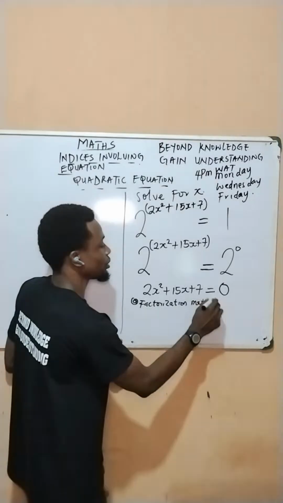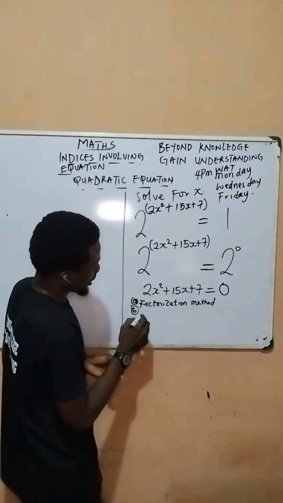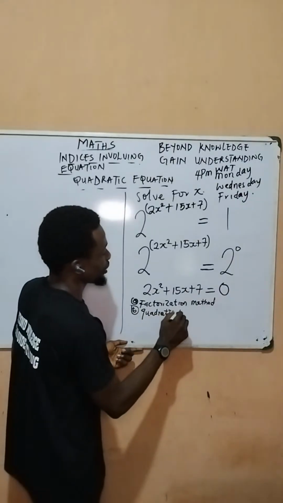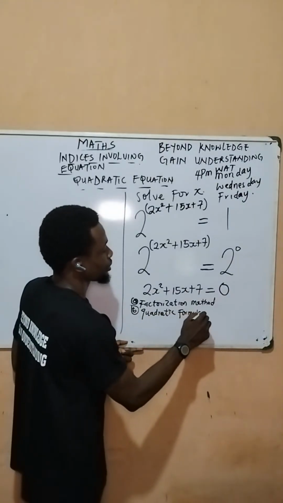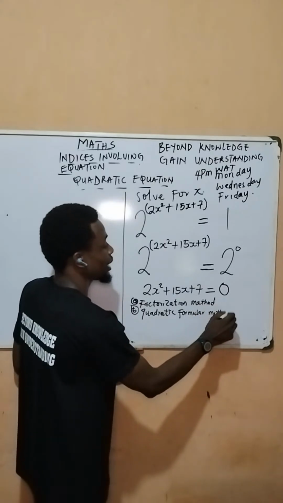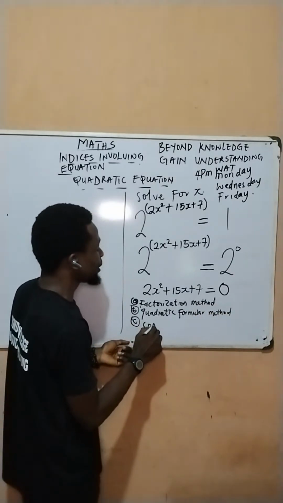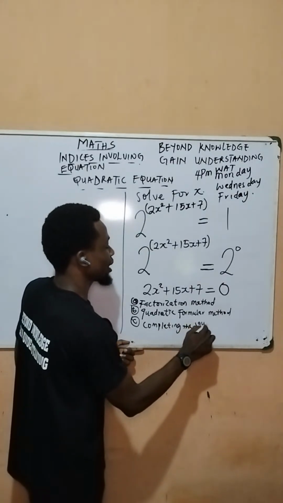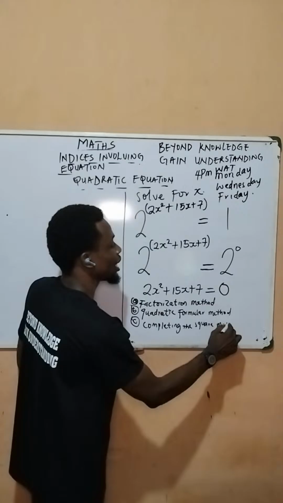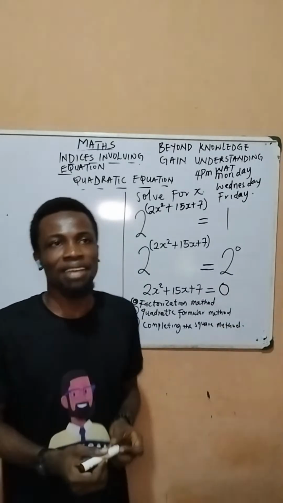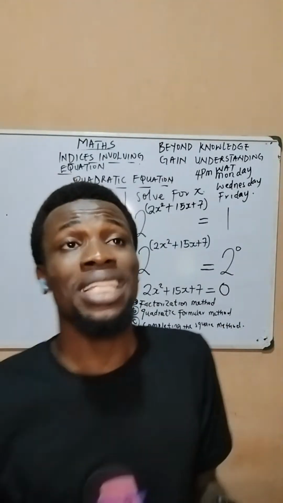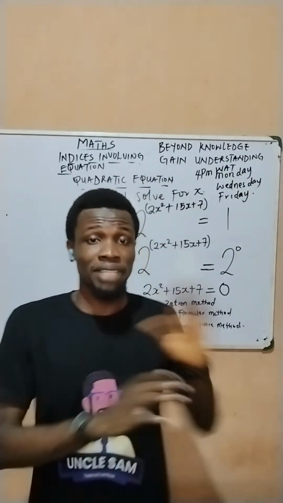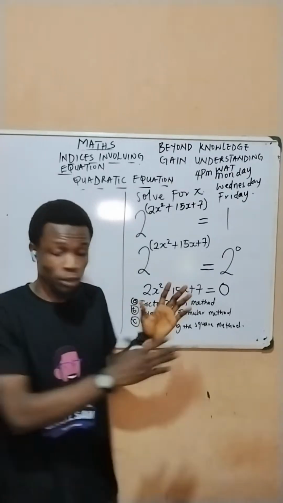We have the quadratic formula method, and then we also have the completing the square method. Each of these methods has its pros and cons. They have where they are very, very useful and where we don't really employ them. Not all of them are equally important, but we're supposed to know all of them.